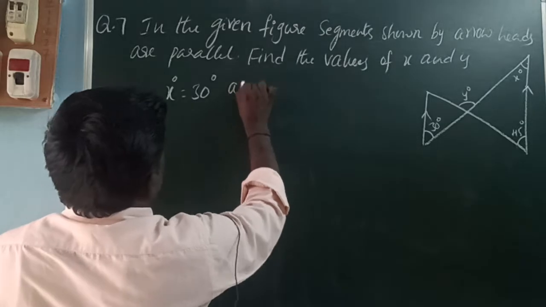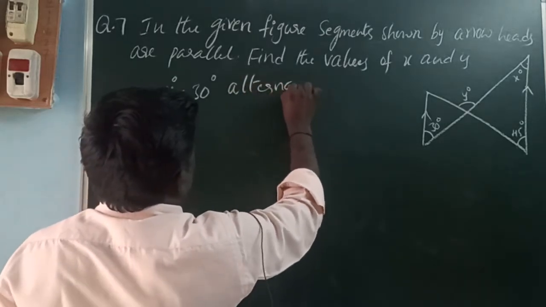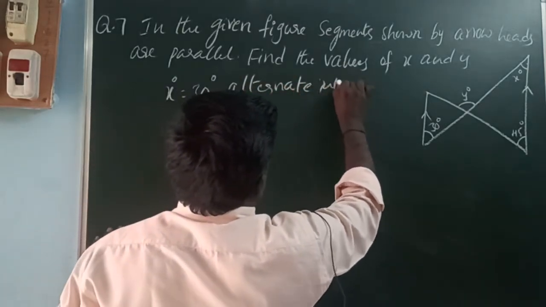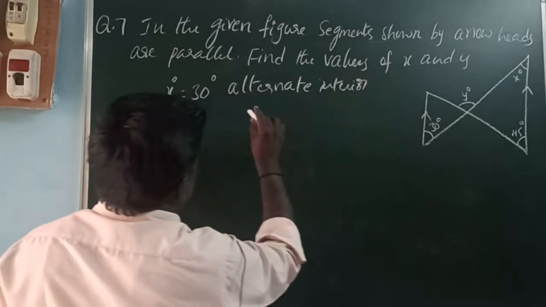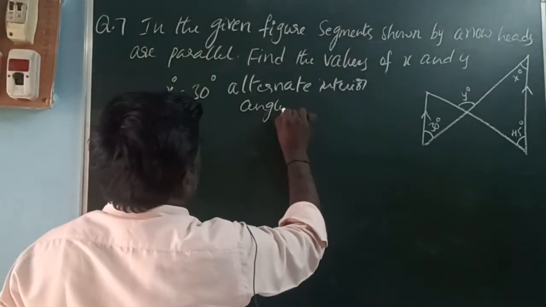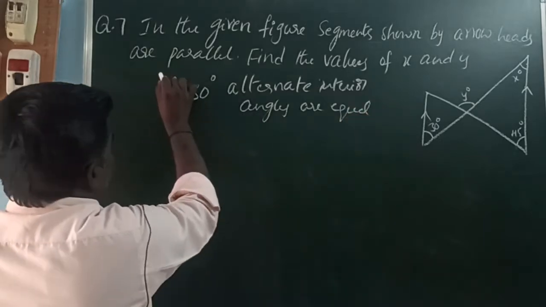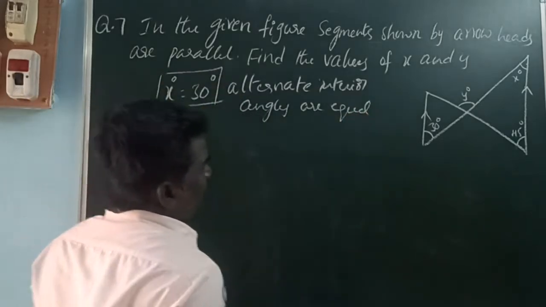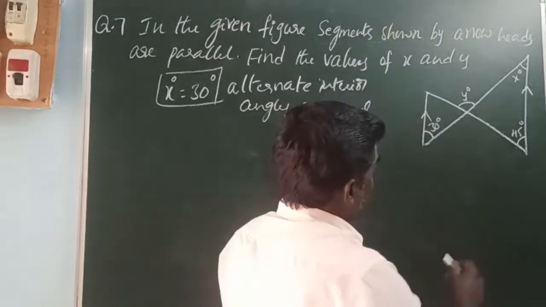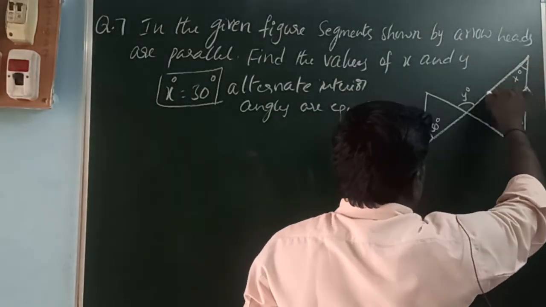Alternate interior angles are equal. So here x is how much? 30 degrees. So here you can see in the figure it is a triangle.